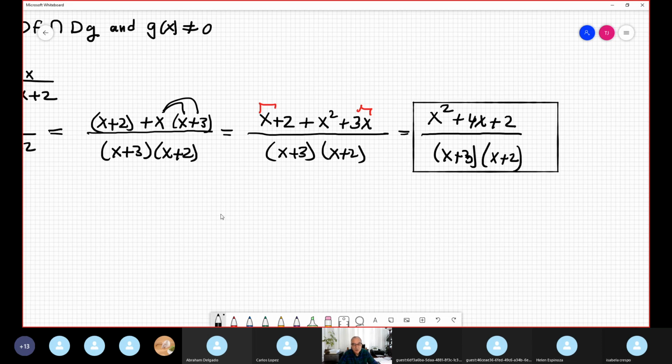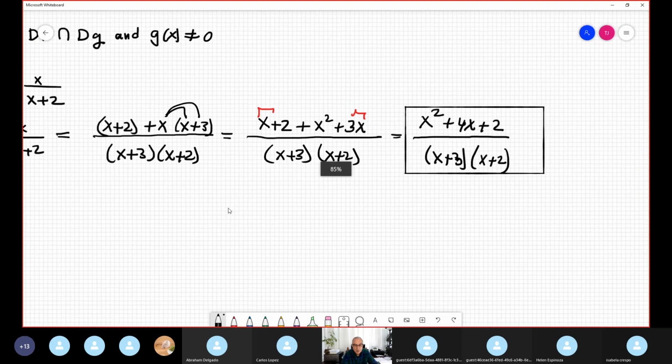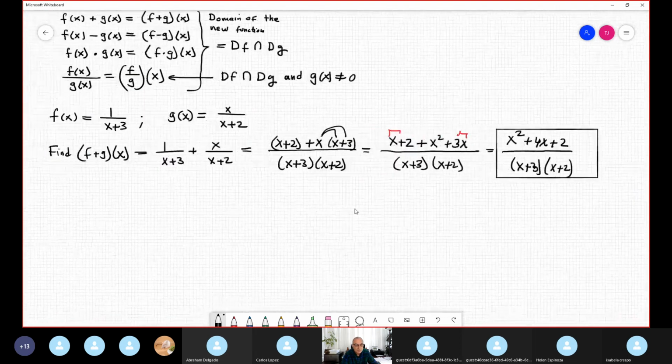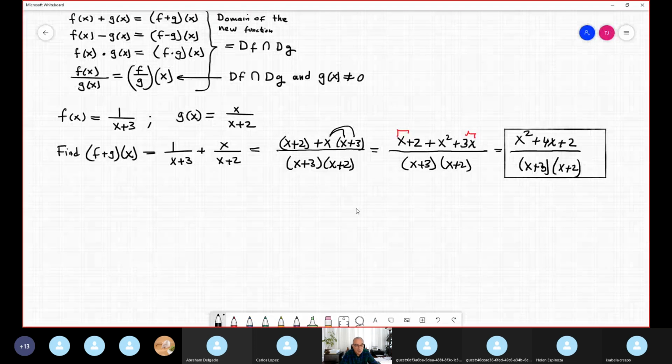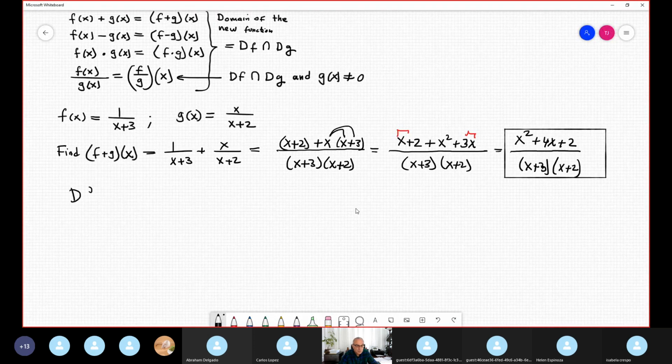That represents the addition of the functions. Now, the most important moment: state the domain. To find the domain, you take the domain of f. Remember the restrictions. I repeat one more time: the domain is all real numbers except the restrictions. One restriction is when the denominator is 0. In this case, x plus 3 is not 0, therefore x is not negative 3.